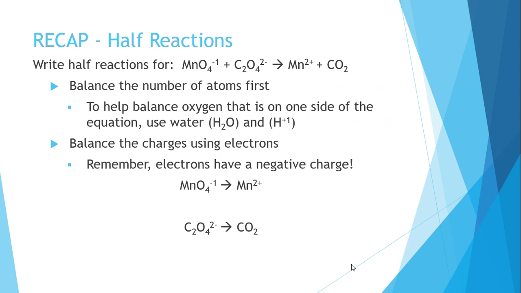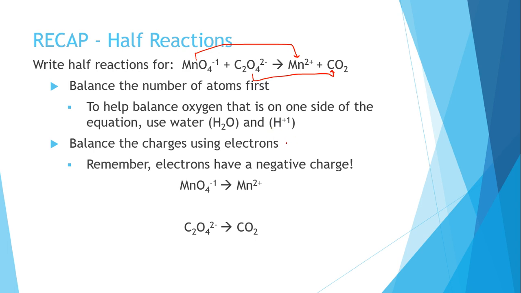Remember, to write half reactions, typically you are given a reaction, and you will split it into the two half reactions. For example, manganese is going to pair up with my manganese over here, and carbon and oxygen is going to pair up with my carbon and oxygen over here. The first thing that we're going to do is balance the number of atoms first, and if we're having trouble balancing oxygen or hydrogen, we can use water or H plus because we assume that these take place in aqueous conditions. Second, after we balance the atoms, we're going to balance the charges using our electrons.